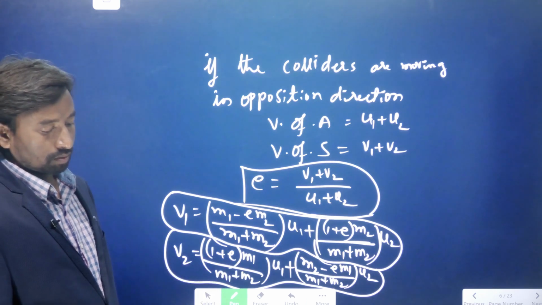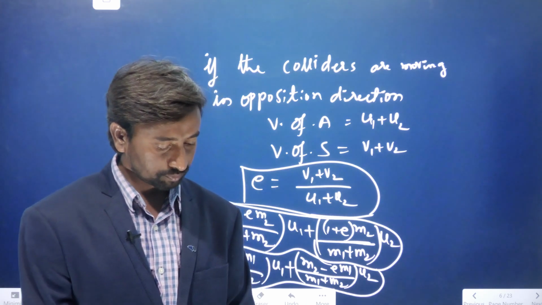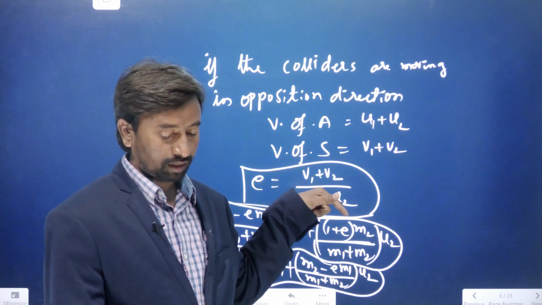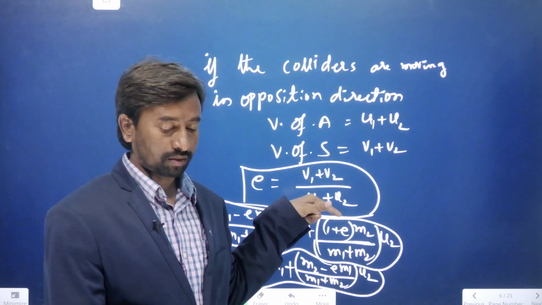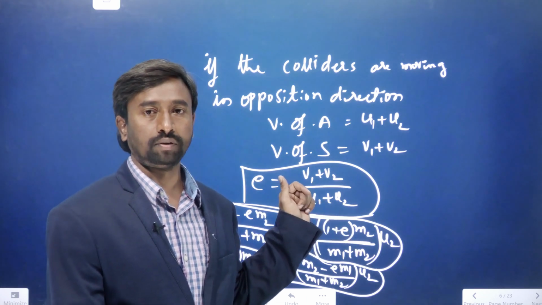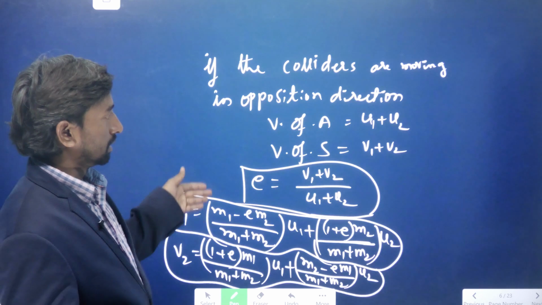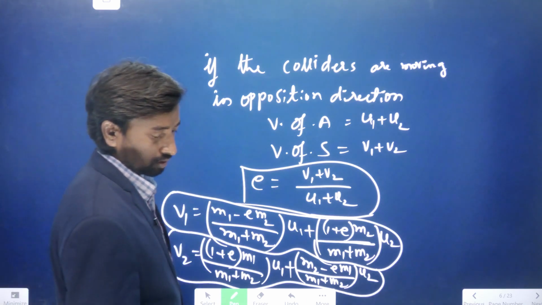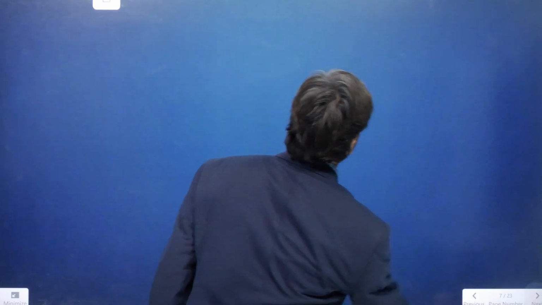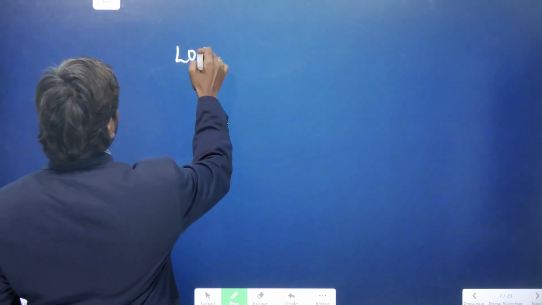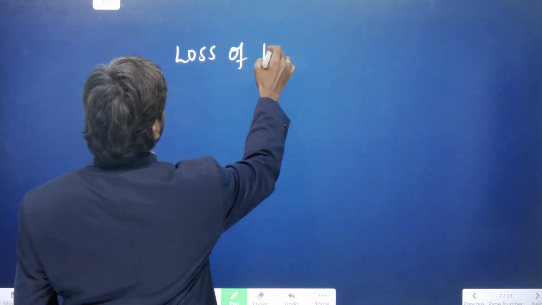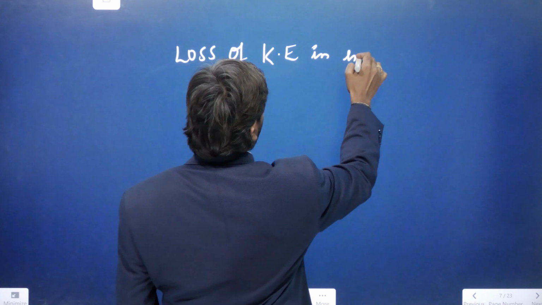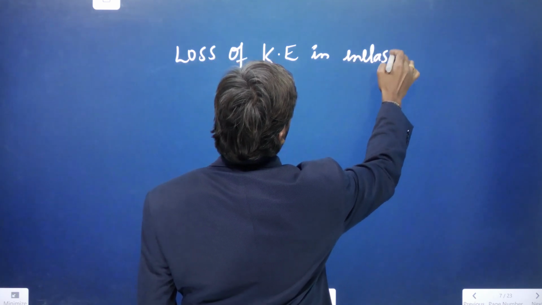Okay, so now we have derived the equations for the final velocities. Then what will be the expression for the loss of kinetic energy in inelastic collision? That we are going to see now: loss of kinetic energy in inelastic collision.